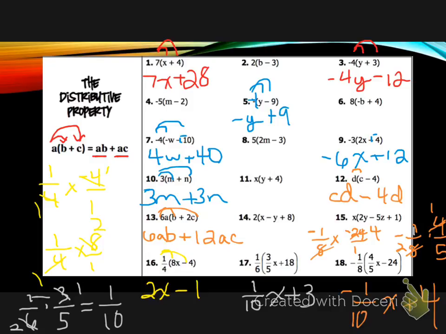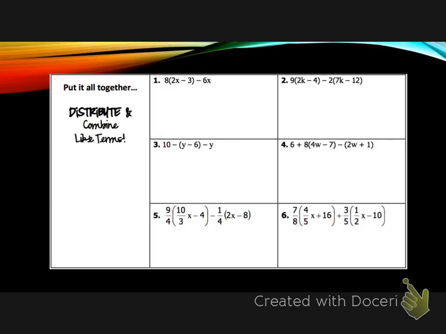So now what happens when, after we multiply, we end up having to combine some terms? That might be a possibility too. Let's look at number 1. First, you're only going to distribute what's inside the parentheses. Don't go outside. So 8 times 2x is going to be 16x. 8 times a negative 3 is going to give me a negative 24. And now I don't distribute it to the 6x, that just stays in minus 6x.